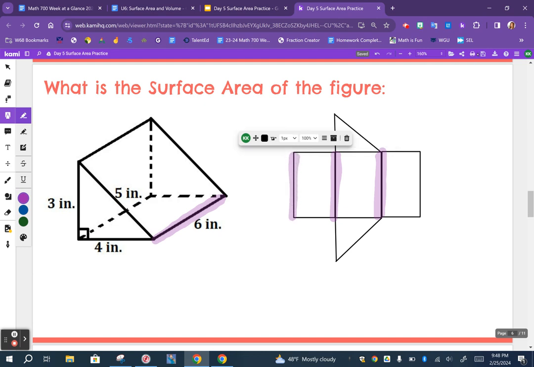6 and 6. Again, this middle rectangle has a base of 4, which I drew with the green line. This is just our middle rectangle here. So we have 4 here and 4 here. And then we have the base of the other rectangles are going to be 5 because they are creating the sides of the triangles.